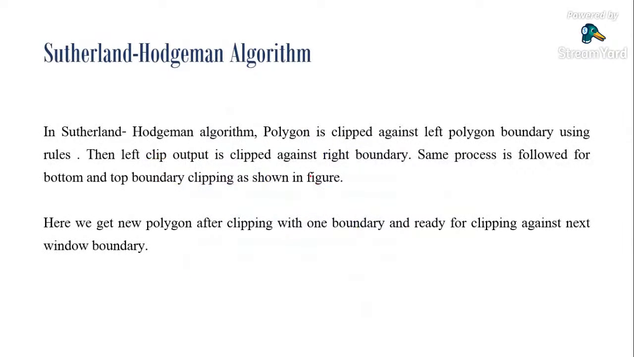Means what? See here, in Sutherland-Hodgman, the polygon is clipped against the left boundary using the rules. There are various rules. There are 4 rules that we'll discuss. The left clip output is clipped against the right boundary. Then the same process is followed for bottom and top boundary.